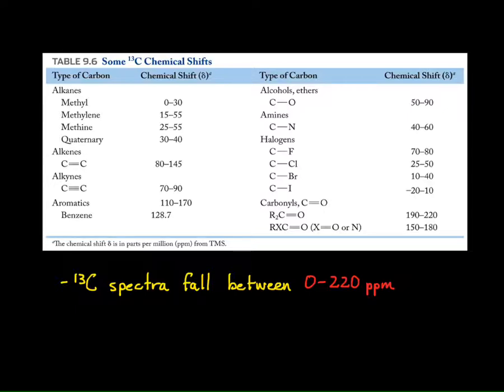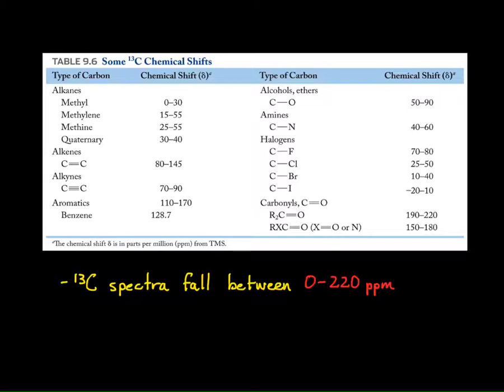If I look at alkanes, they have low chemical shifts, so they're upfield, basically from 0 to 40 parts per million. Whereas alkenes are shifted downfield, they have a higher chemical shift, between 80 and 145. Aromatics are about this in the same range because we have sp2 carbons. We have those pi bonds that are associated with it, and so we have that de-shielding effect.